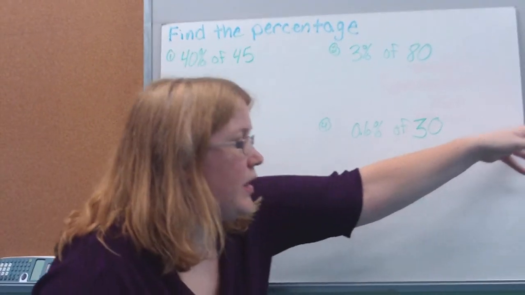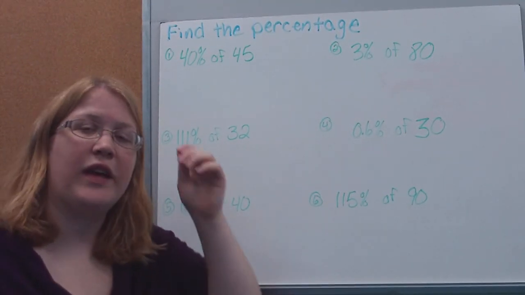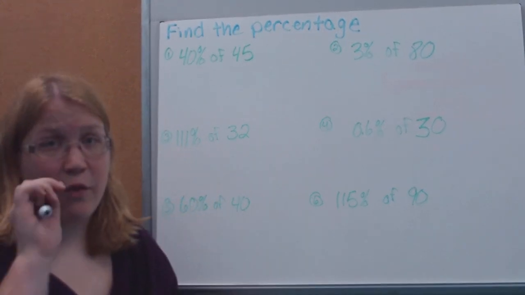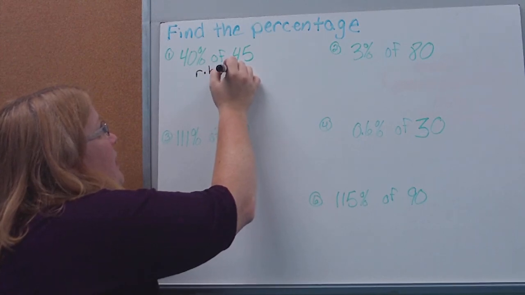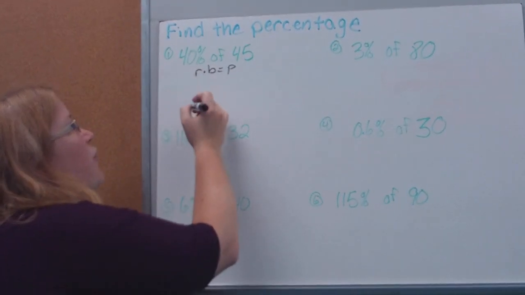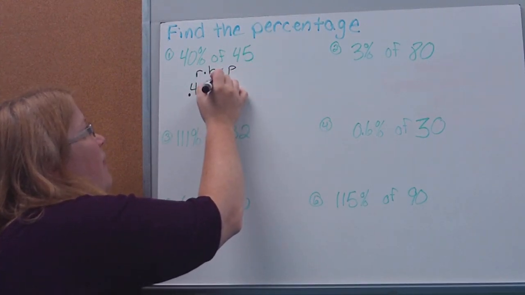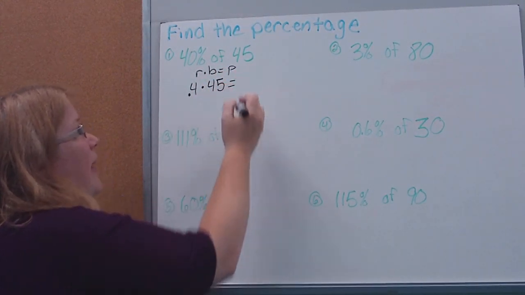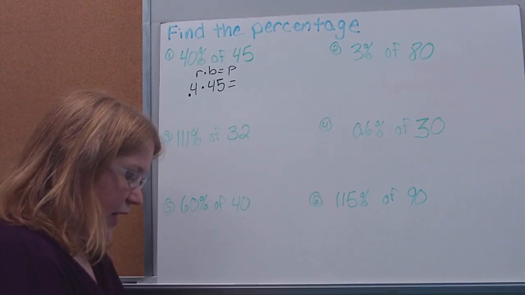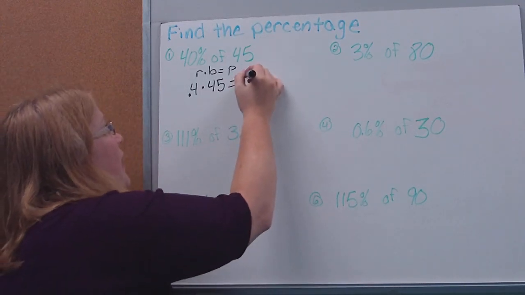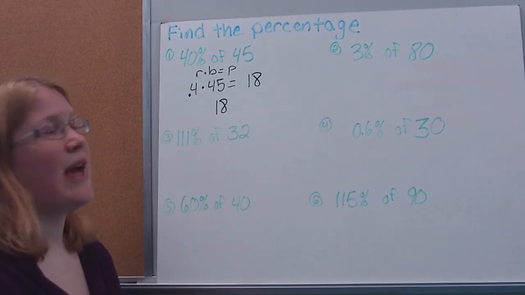So here we're going to find the percentage. So the first one, I'm going to show you how to solve it using the percent formula, which tells us rate times base is equal to the percentage. So 40% as a decimal is 0.4 of 45, so 45 is my base. So then all I have to do is this multiplication. 45 times 0.4 gives me 18. So 18 is 40% of 45.